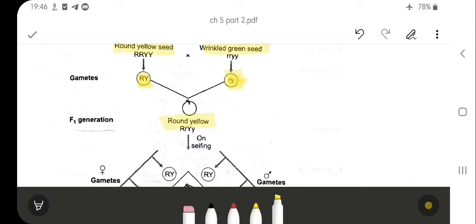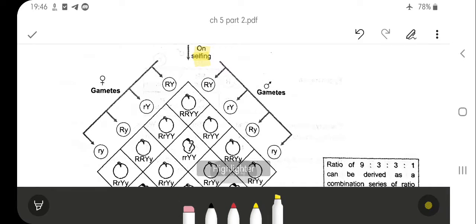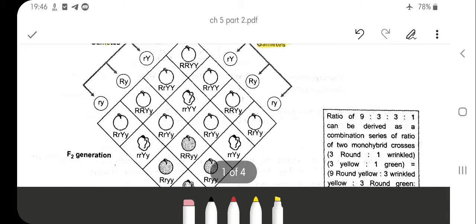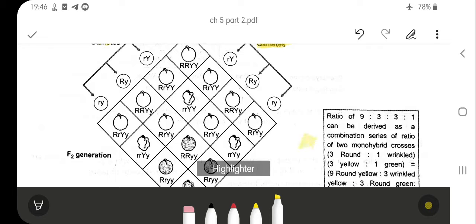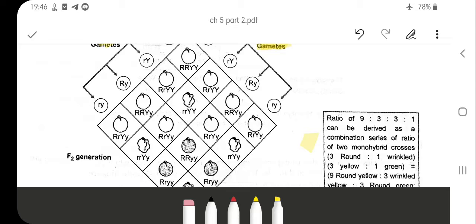They remain unexpressed. And on self-pollination, we will get 4 types of gametes. So we are having the 4 types of gametes, that is capital R capital Y, small r small y, capital R small y, small r small y. So with the 4 and 4, that is your female and this is your male, the result is given on the checkerboard, which is called the Punnett square, when they fuse with each other. So we are getting the 16 progenies. 4 into 4 is 16.